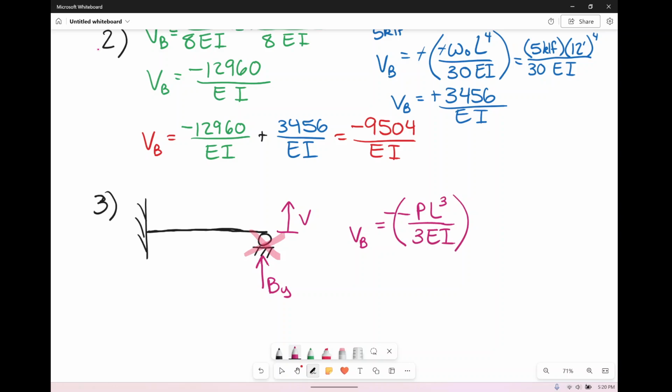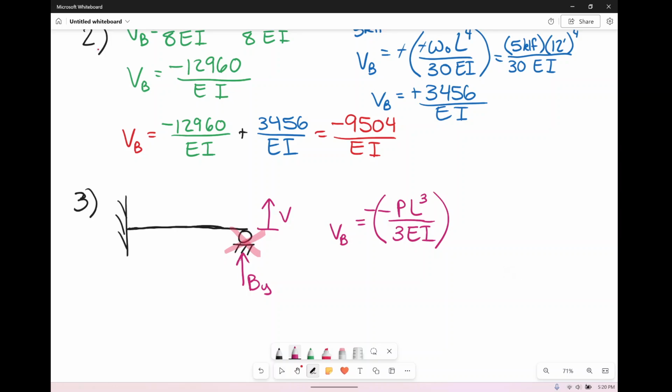Ta-da! And so we're going to plug in some stuff. We have the minus and the minus become positive. We have P. We don't actually know P. He's By. Then we had 12 feet cubed divided by 3EI. Okay, so ta-da! My deflection at B for my new point load is 576 times By divided by EI.